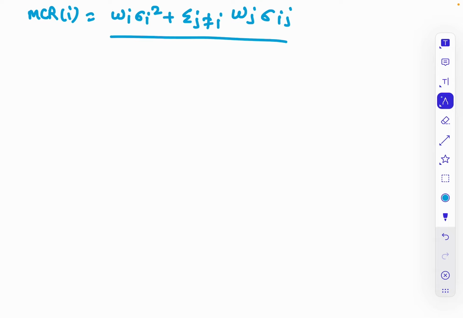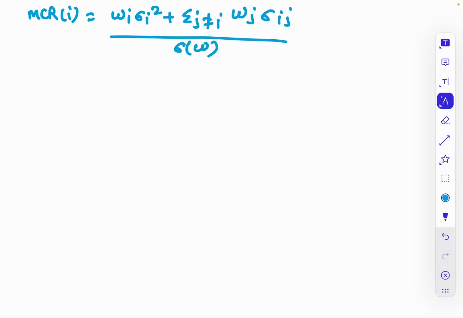In part one of risk parity portfolio, we discussed the concept of marginal risk contribution, and we got to know how to find how much risk is contributed by any asset i in the portfolio. So let us see the expression of MCR again. MCR of any asset i is the weight of asset i times its variance plus the summation for all j not equal to i of wj times the covariance of i and j, divided by the portfolio risk. So sigma p is nothing but the portfolio risk.